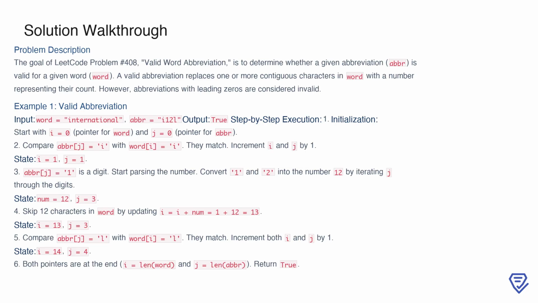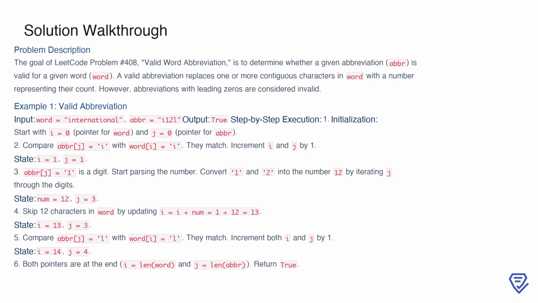abbreviations. To solve the problem valid word abbreviation, we need to determine whether a given abbreviation is valid for the provided word. A valid abbreviation works by replacing one or more consecutive characters in the word with a number indicating their count. However, any abbreviation that includes leading zeros is immediately deemed invalid.